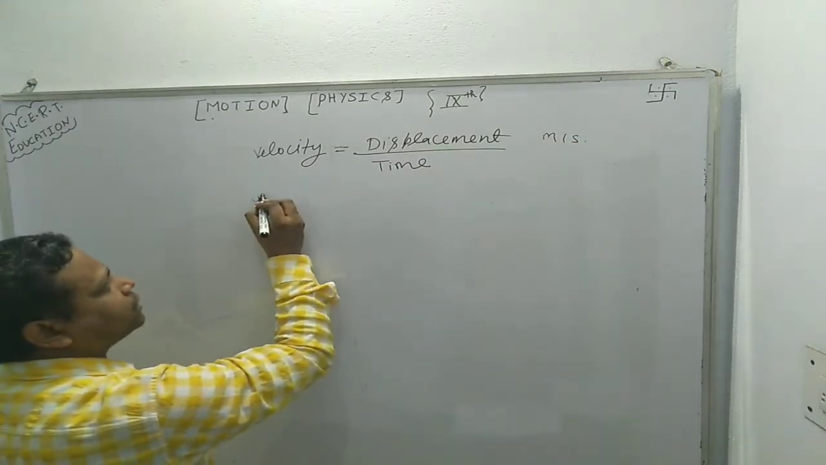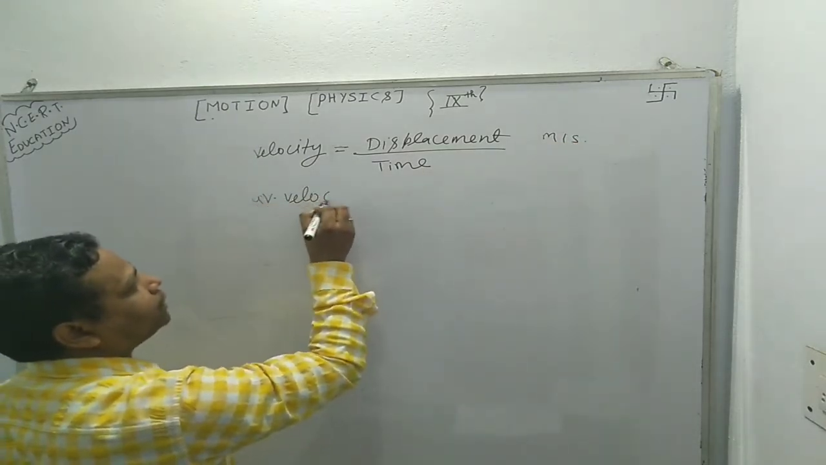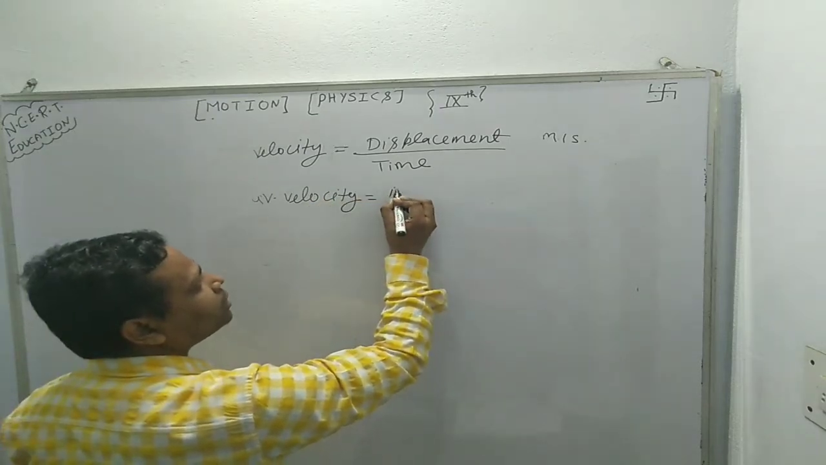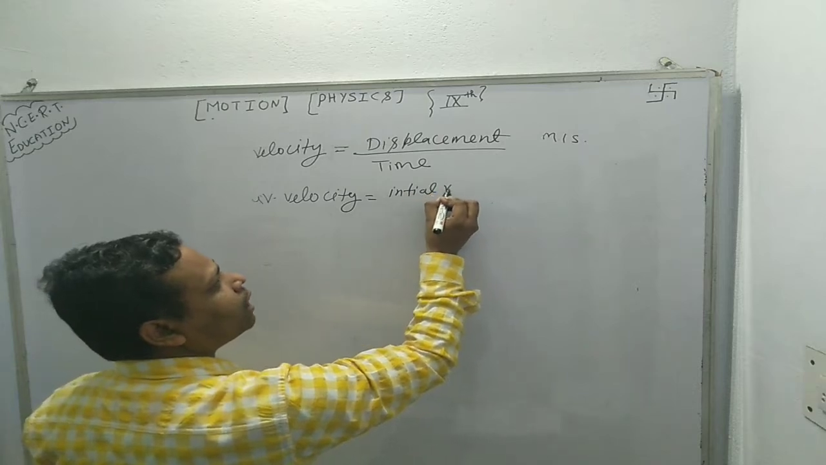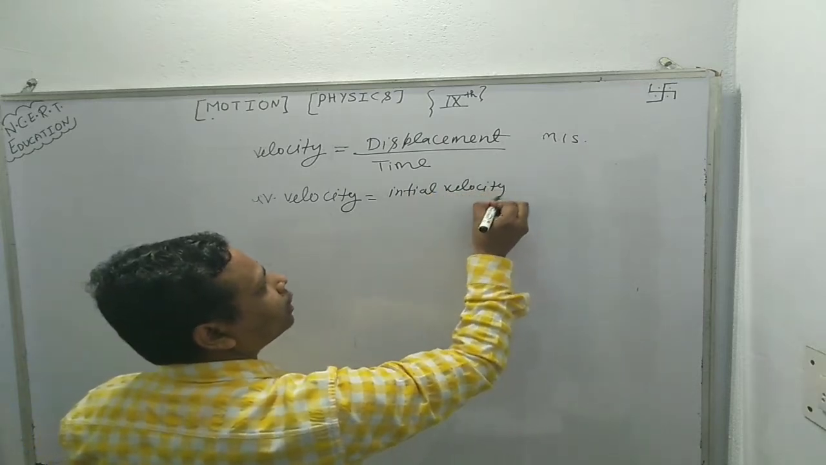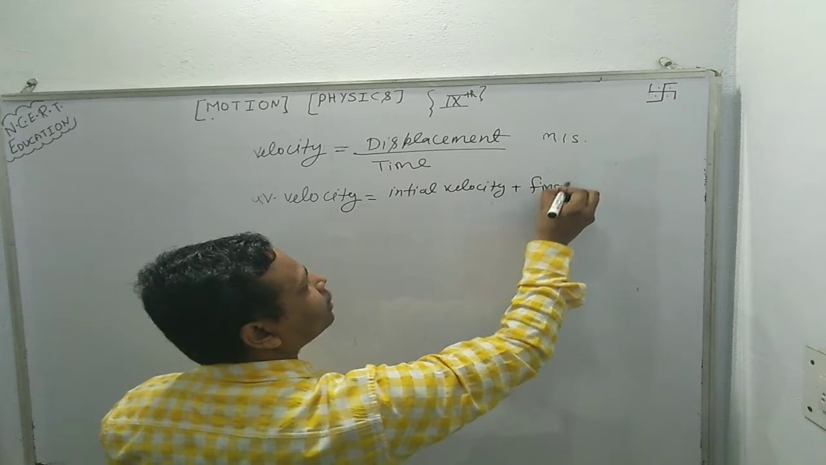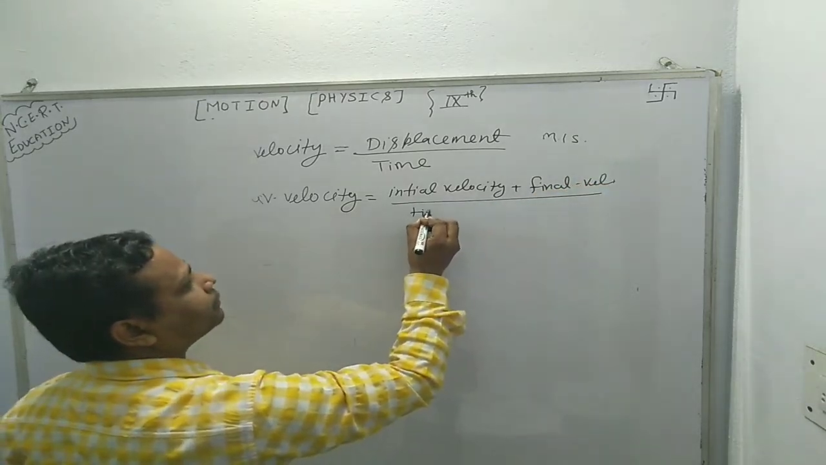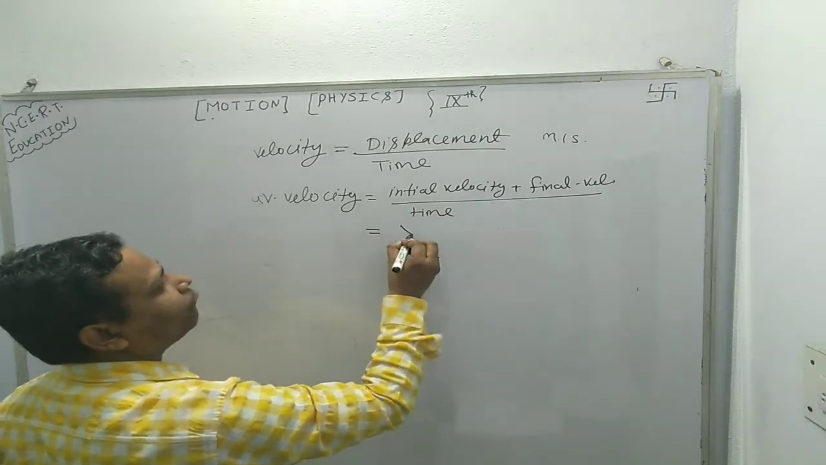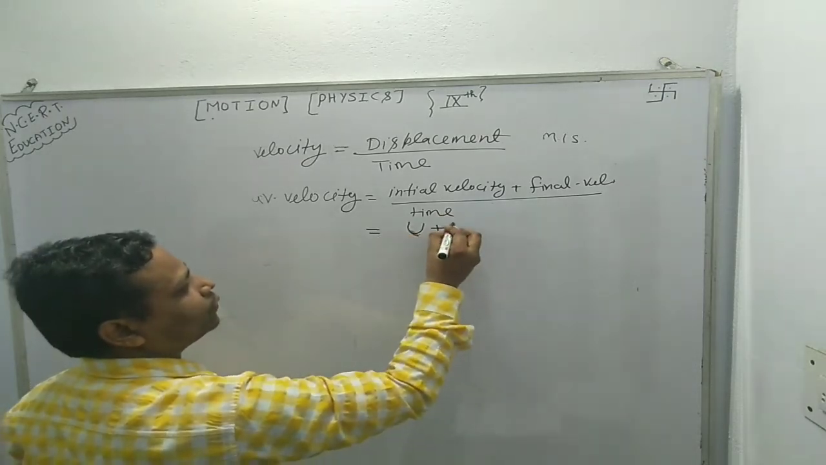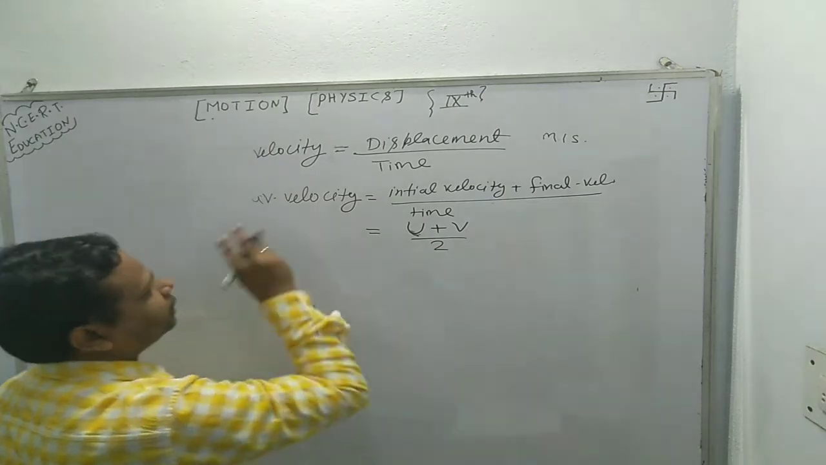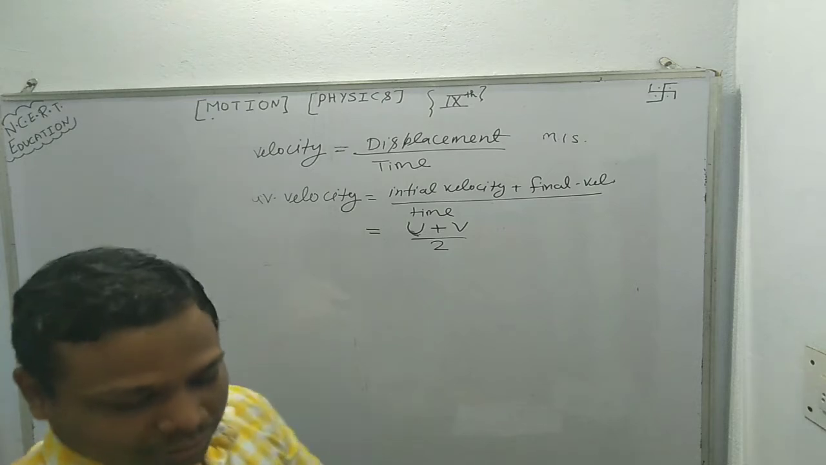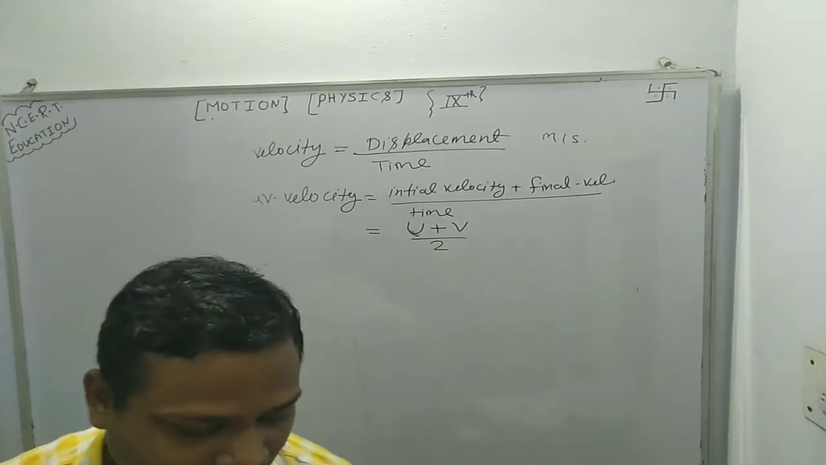And average velocity is equal to initial velocity plus final velocity upon 2. It means (u plus v) upon 2. It is the average velocity. Okay, let's come to the graph situation. How can you solve the graph equation?